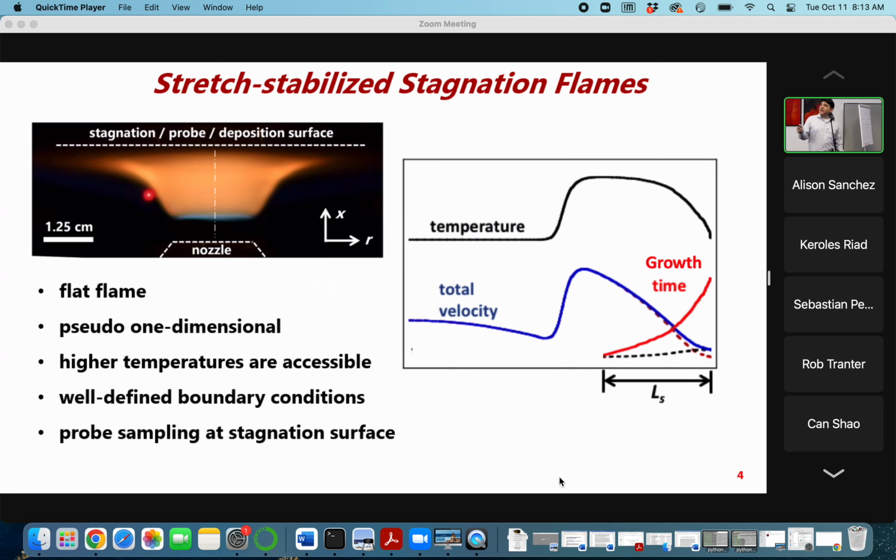And this specific flame needs this stagnation surface for the stabilization mechanism. And we've embedded a probe in this plate to give you a probe location with better defined boundary conditions so that you can compare to the computations and things like that.